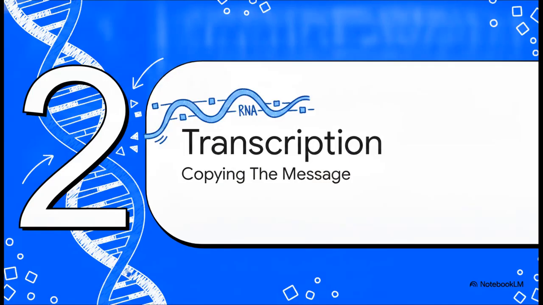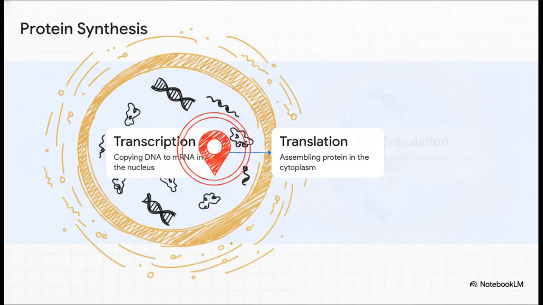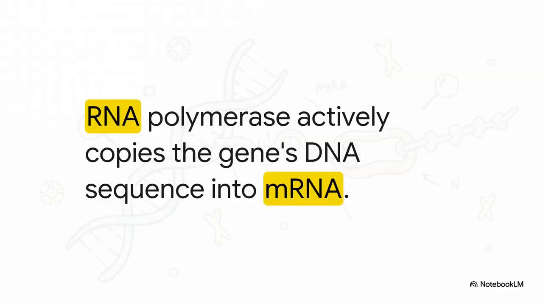Moving right along to section 2, transcription, or copying the message. Protein synthesis happens in 2 main parts, and as you can see on our flowchart, step 2 is dimmed out right now. That's because we're focusing entirely on step 1, transcription, a process that is physically confined within the boundaries of the cell's nucleus. Here's where the action actually starts.